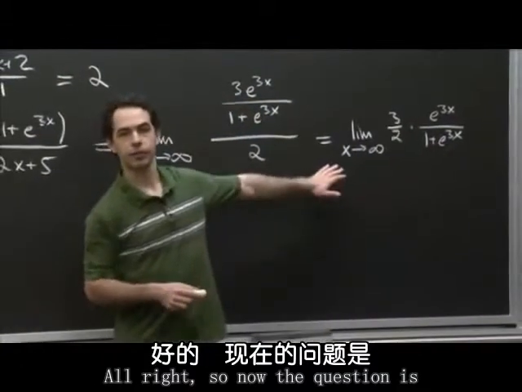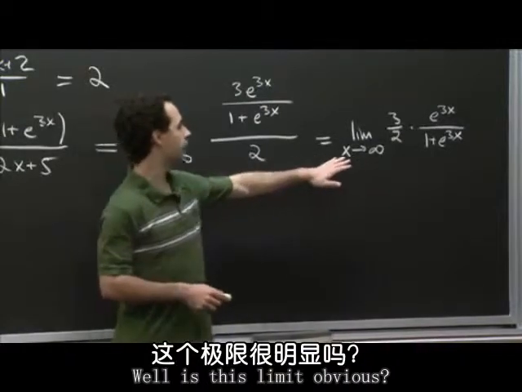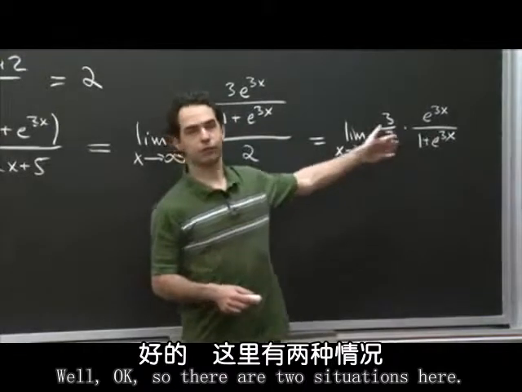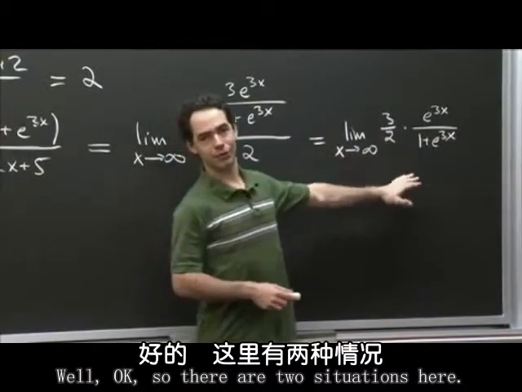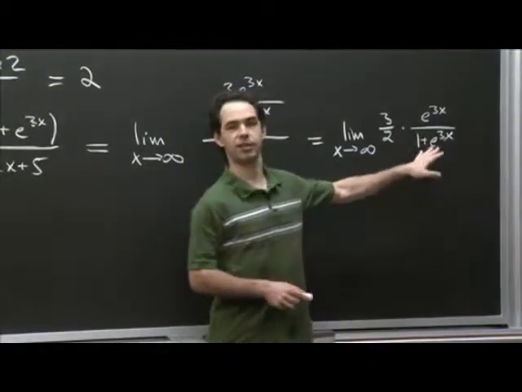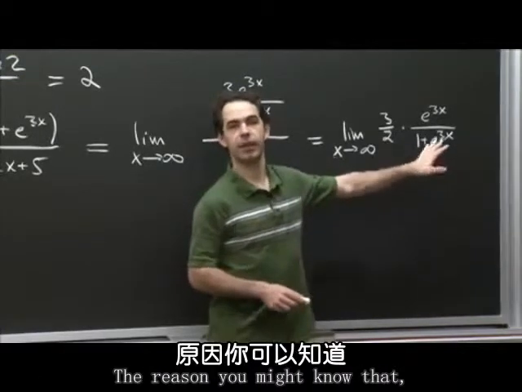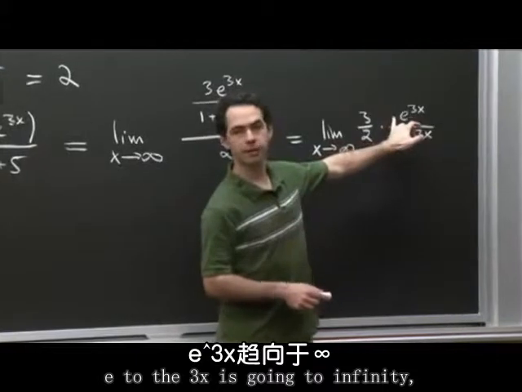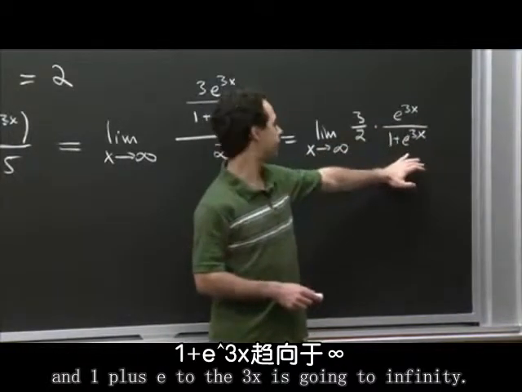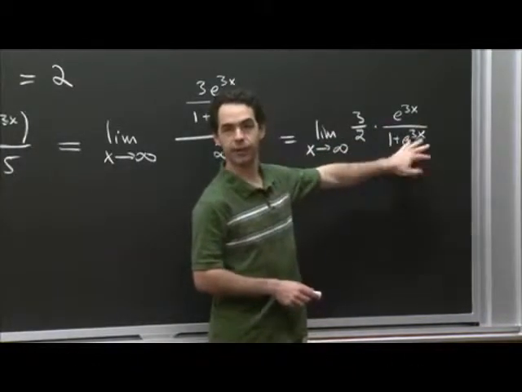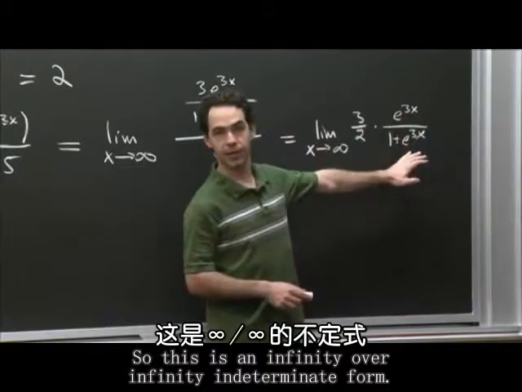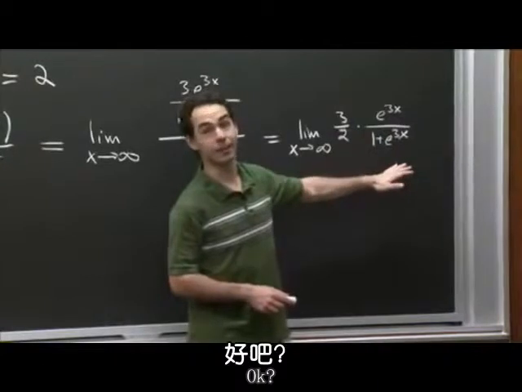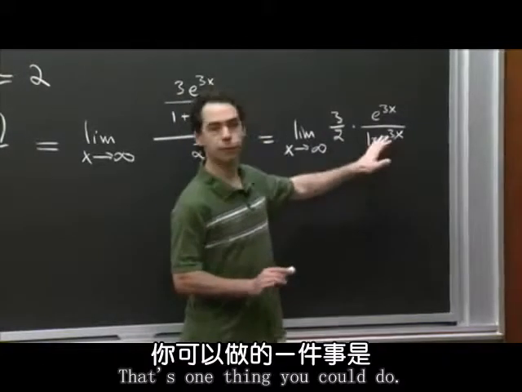All right, so now the question is, what do we do from here? Well, is this limit obvious? There are two situations here. One is you might look at this and already know what this limit is. The reason you might know that is that as x goes to infinity, e to the 3x is going to infinity, and 1 plus e to the 3x is going to infinity. So this is an infinity over infinity indeterminate form. And so you could apply L'Hopital's rule to it again.